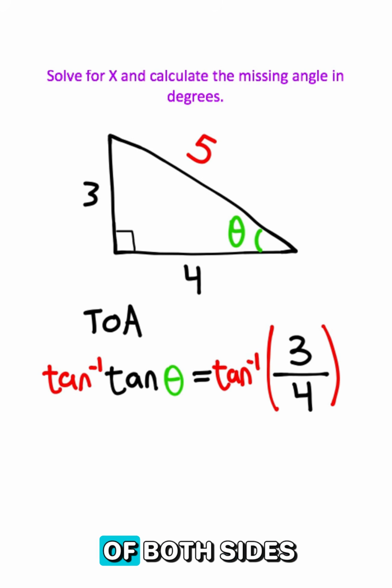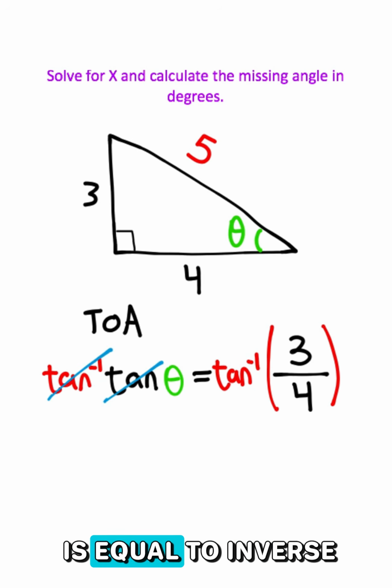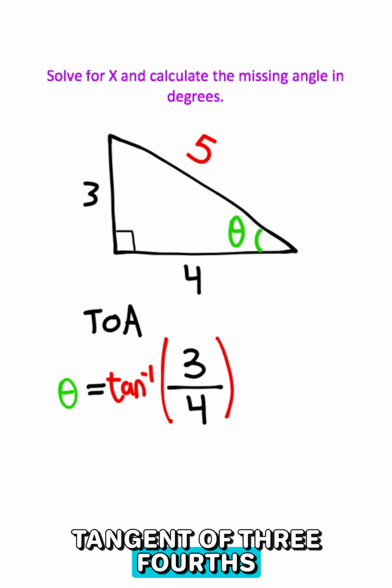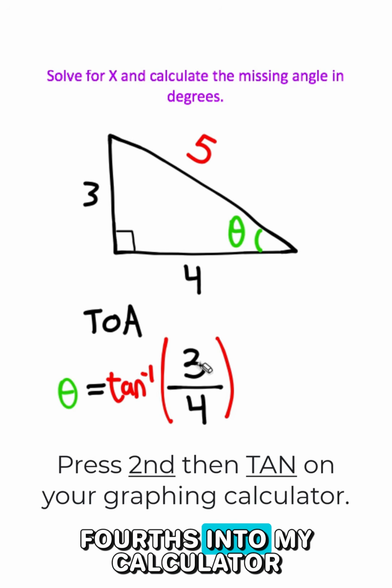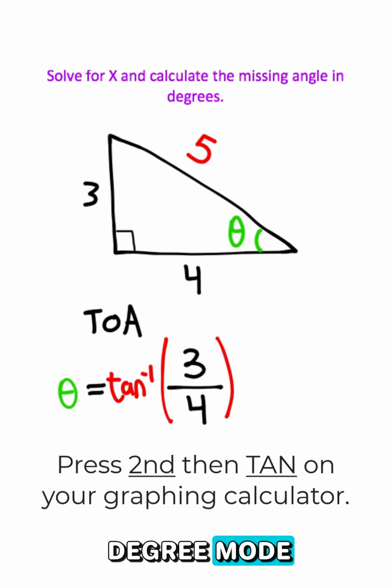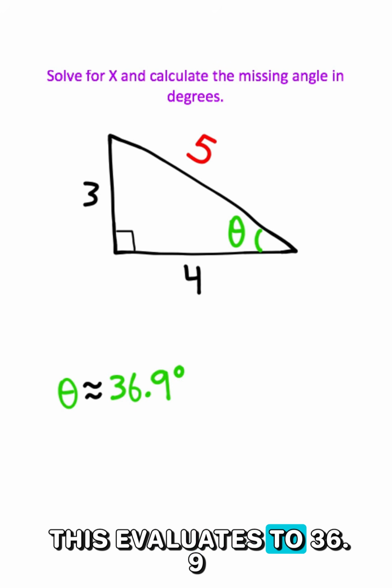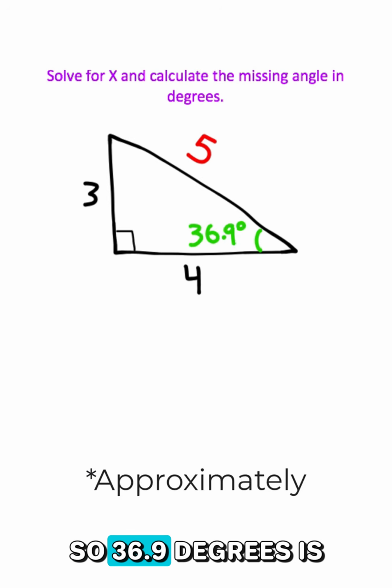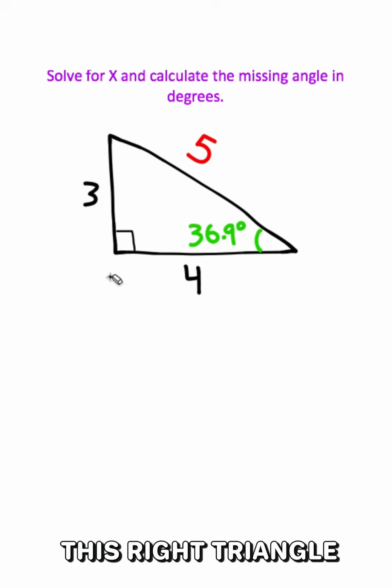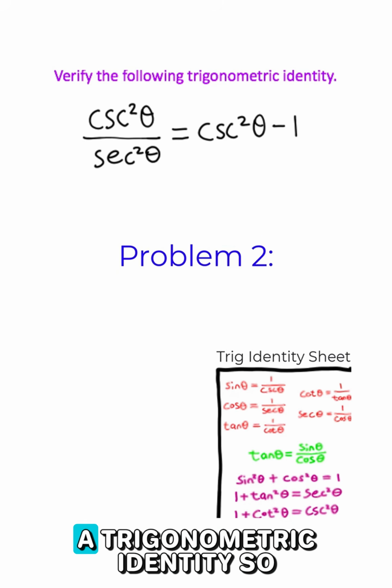If I take the inverse tangent of both sides, I'll get that theta is equal to inverse tangent of 3/4. If I type the inverse tangent of 3/4 into my calculator, make sure you're in degree mode, you should get that this evaluates to 36.9. So 36.9 degrees is the missing angle, and we have solved this right triangle. Now let's try verifying a trigonometric identity.